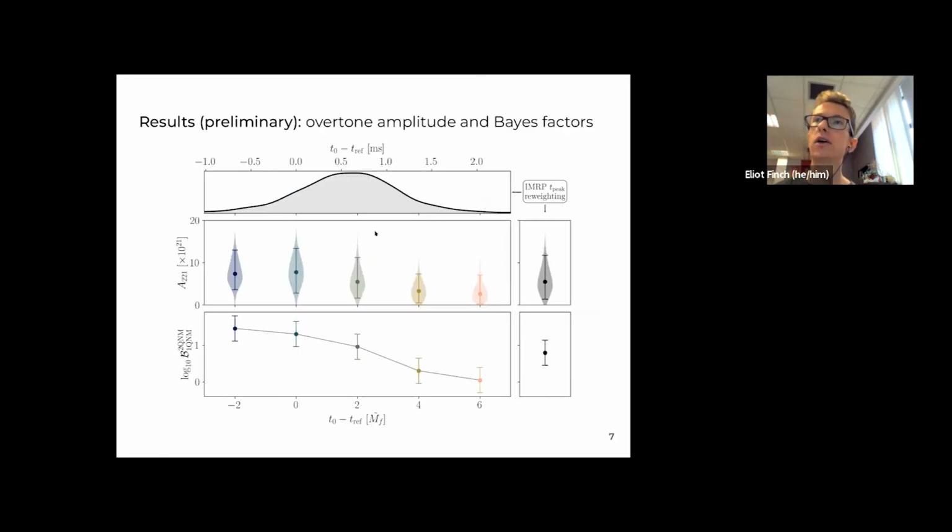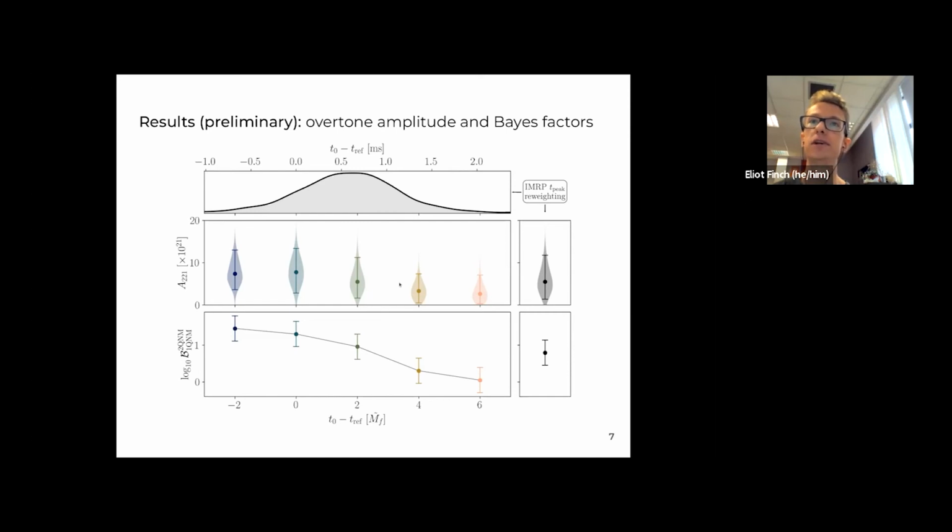So the final results, the main results, and I should say these are preliminary, subject to details being ironed out. Basically what I'm showing here is the overtone amplitude posteriors. I'll just break this down quickly. On the top panel, we're showing that T-peak prior, just to help you relate back to what I've shown beforehand. These are results from all of our different Gaussian reweightings.